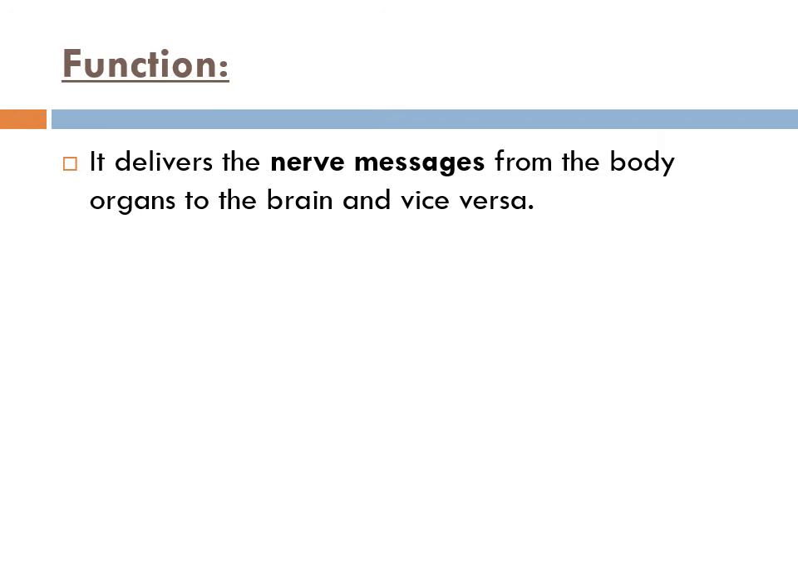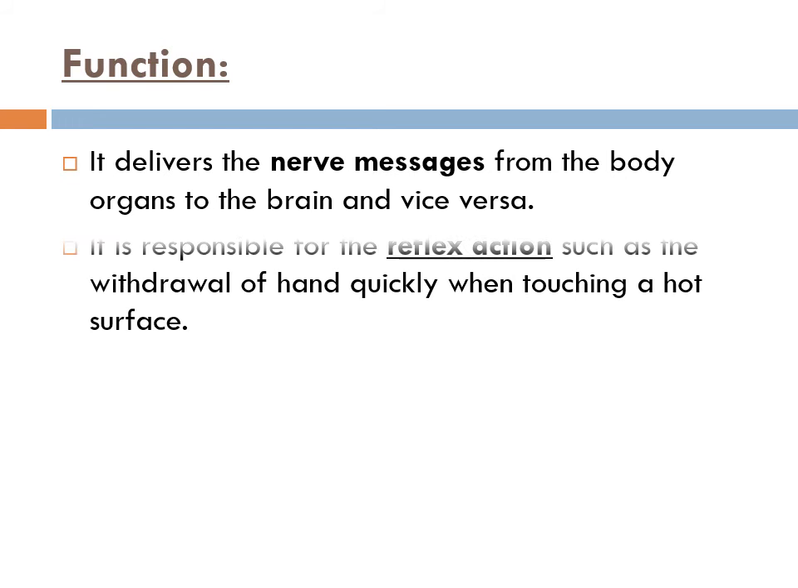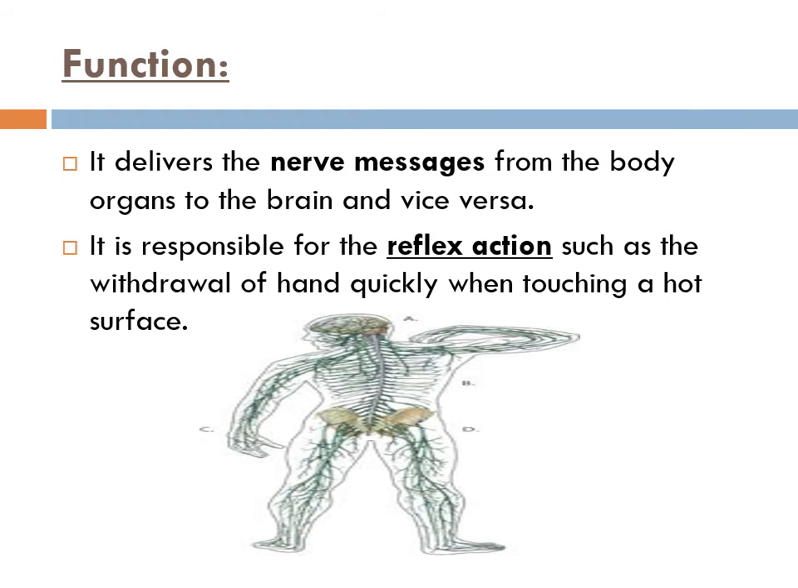Function of the spinal cord: it delivers nerve messages from the body organs to the brain and vice versa. So it sends the nerve messages from the body to the brain or from the brain to the body organs. It's responsible for reflex action, such as the quick withdrawal of the hand on touching a hot surface.